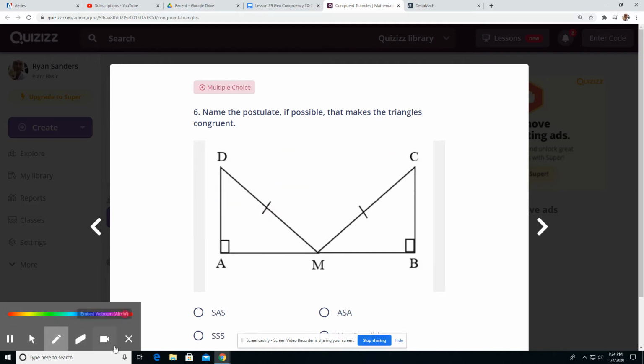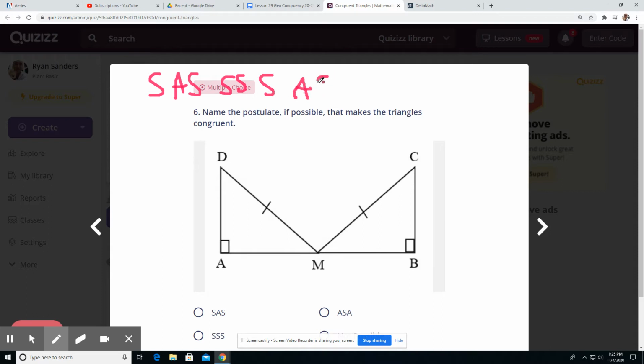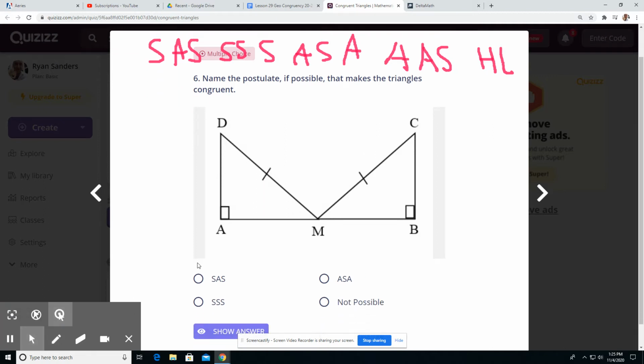Next one. Name the postulate, if possible, that makes the triangles congruent. Okay. Side, angle, side, side, side, side, angle, side, angle, angle, angle, side, and hypotenuse leg. All right. Let's see what we got here. What's the other option? Not possible.